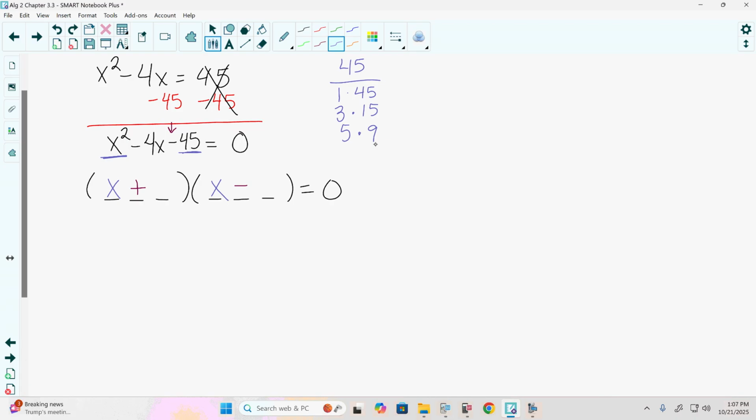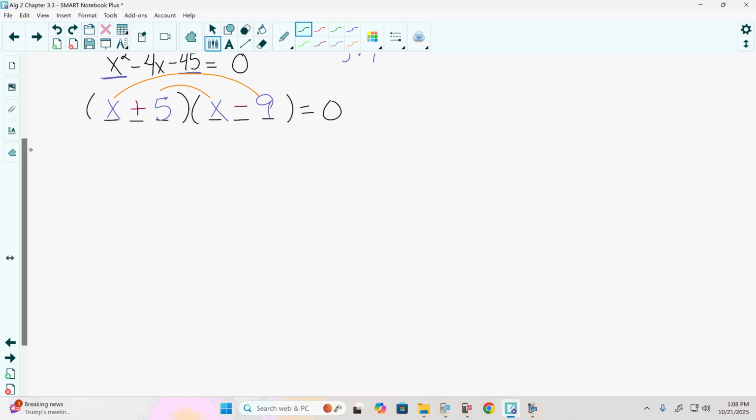Which one of these sets of factors do we want to try first? 5 and 9. Which one do you want to go with the plus? Which one with the minus? 5 and 9. Because once we get it set up, the last thing we want to do is check the middle term and make sure we have the correct factors. Now x times negative 9 would be negative 9x. Our 5 times x would be plus 5x. And negative 9x plus 5x is going to be negative 4x, which is indeed the middle term we wanted. So it tells us that these are the correct factors.